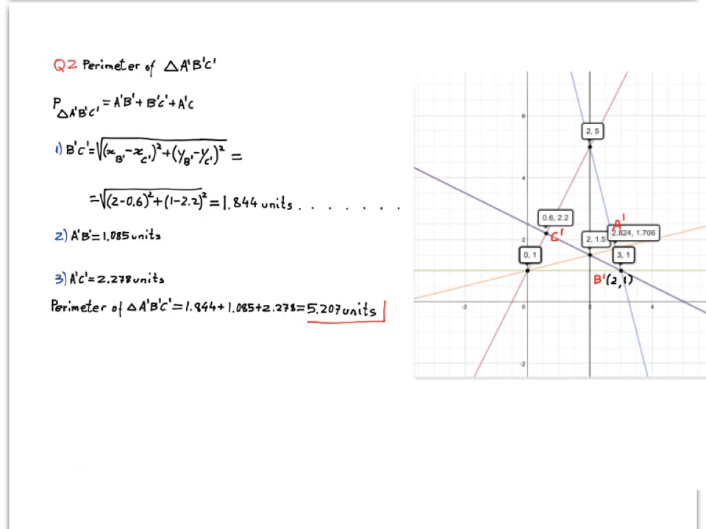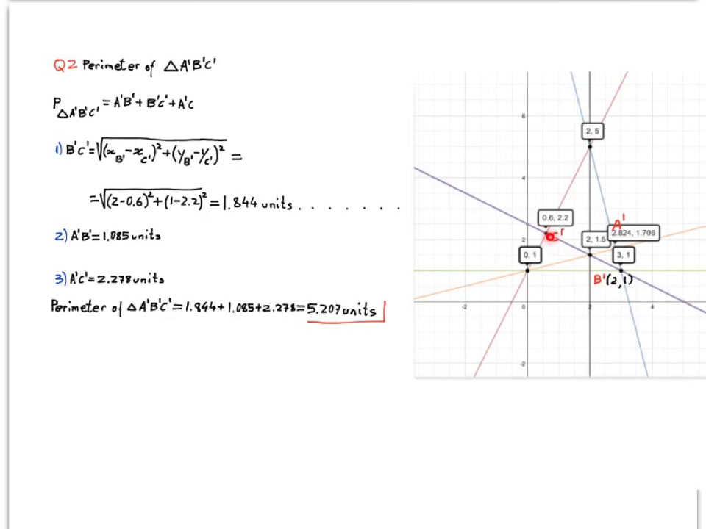Question 2. The perimeter of this new triangle, A prime, C prime, B prime, is actually the segments A prime to B prime, plus B prime to C prime, plus A prime to C prime. Let's start with B prime to C prime.